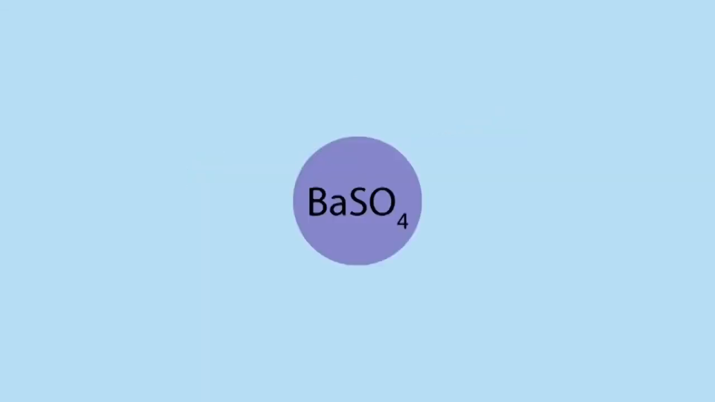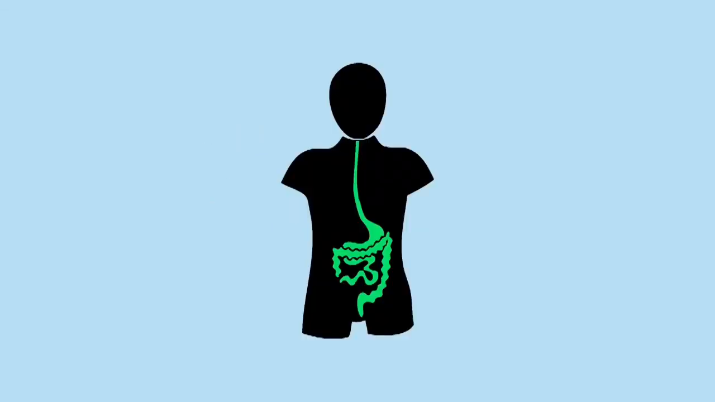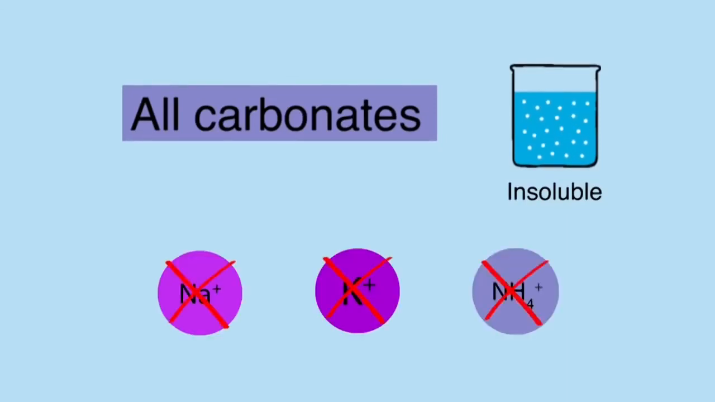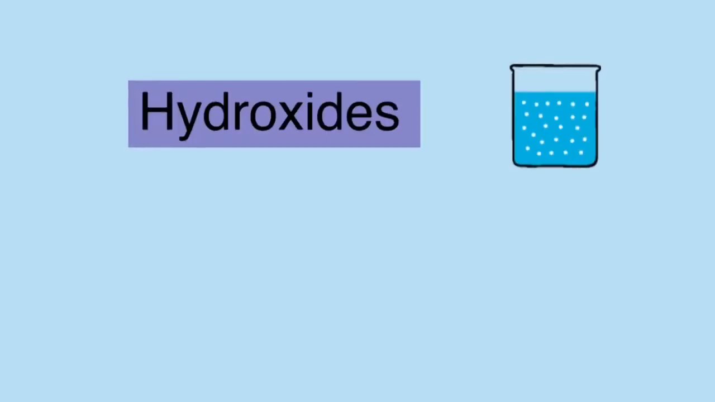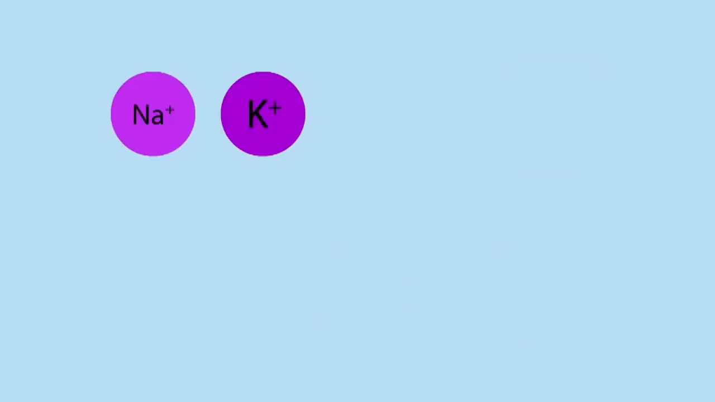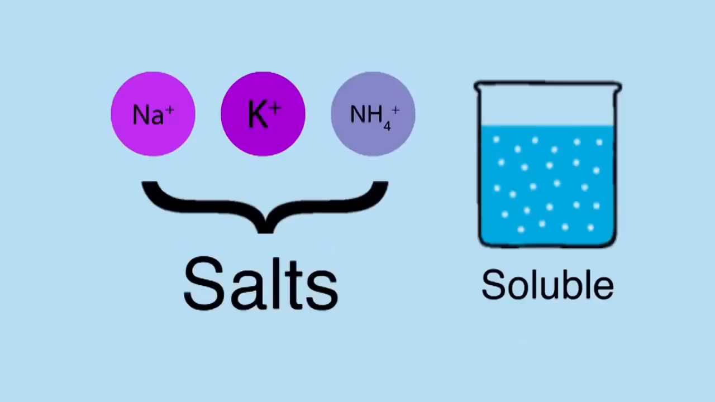This means that X-rays cannot pass through them, and because of this, an X-ray image of your gastrointestinal tract can be produced. All carbonates are insoluble except for sodium, potassium, and ammonium. Hydroxides are also insoluble except for sodium, potassium, and ammonium. We can also say that all sodium, potassium, and ammonium salts are soluble.